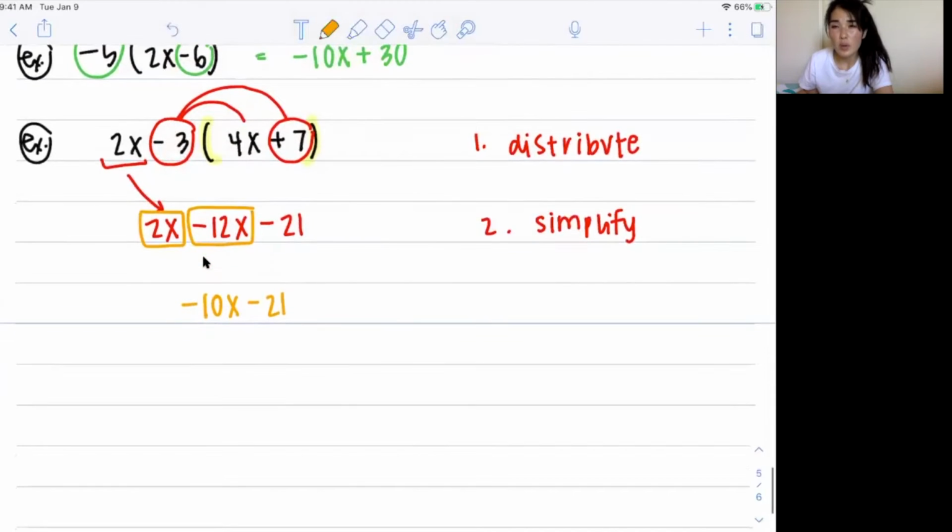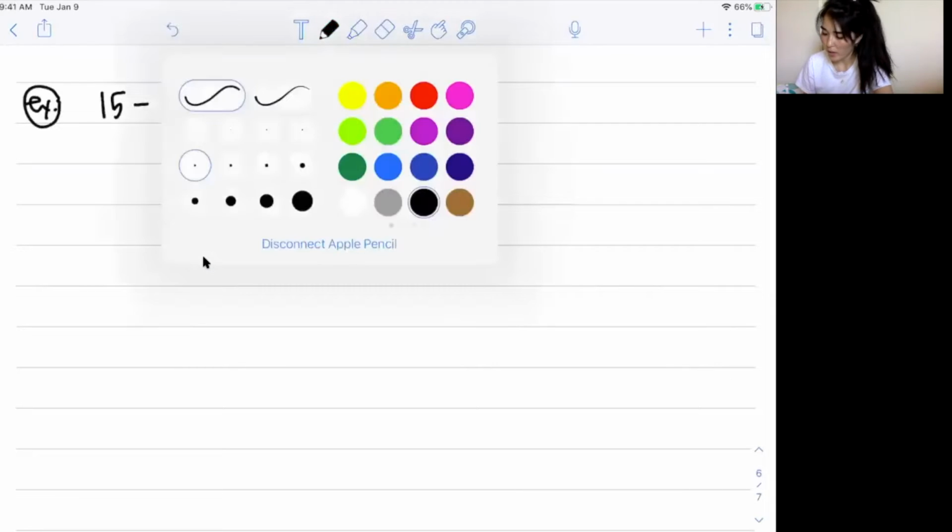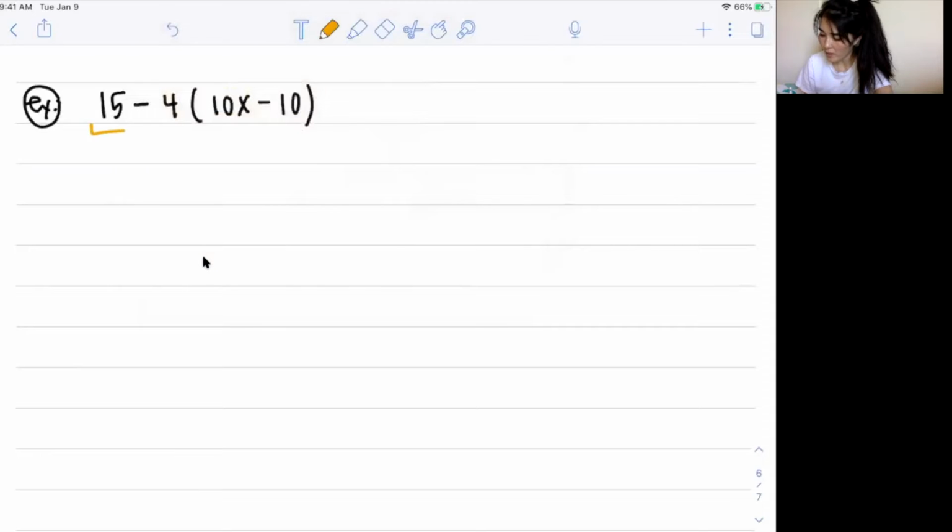All right, let me go ahead and show you another one, and then I'll have you guys practice a few just to make sure that makes sense. All right, so let's say this is our problem. 15 minus 4 times (10x minus 10). Now, the biggest mistake that is going to happen here, do not fall for it, is that people are going to automatically subtract here. And I'm going to tell you, do not do that, so no.